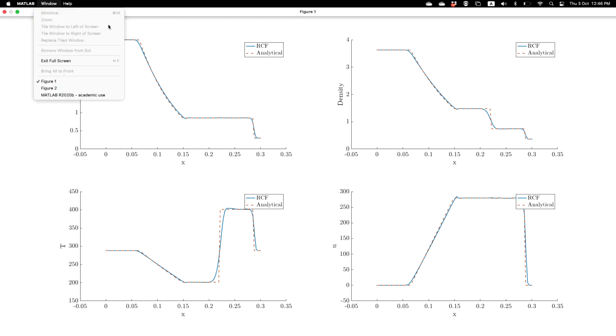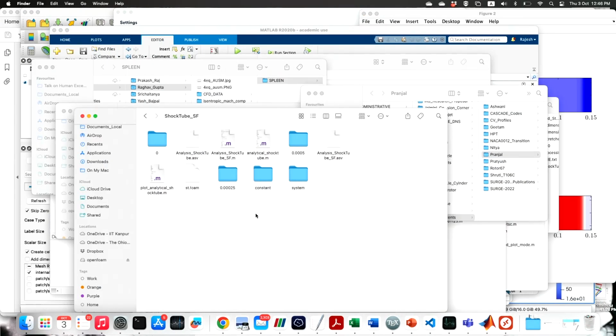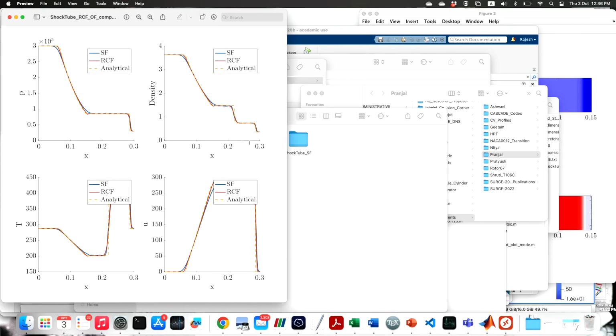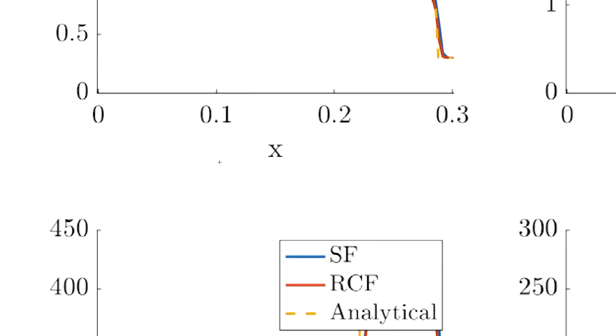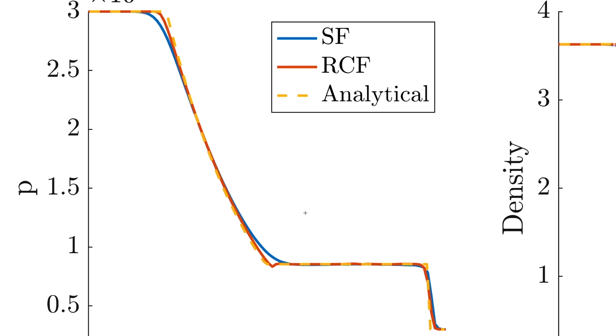And if you see the comparison between the two, here is the comparison. You can see here that SF is the sonic form and RCF is the row central form, and the row central form captures very close to the analytical solution for the same grid resolution compared to the sonic form.